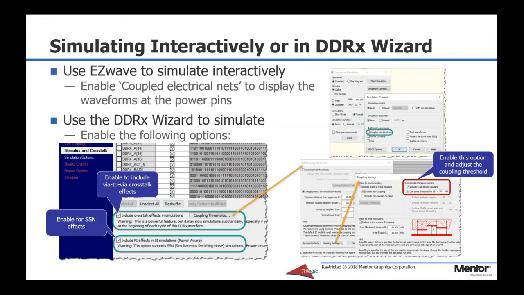You can also simulate interactively or in the DDR Wizard. For interactive simulation, use the Easy Wave display so the power probe can be displayed. With the DDR Wizard, there are now two options. When crosstalk effects are enabled, you can include the via-to-via coupling by setting crosstalk to include S-parameter coupling.